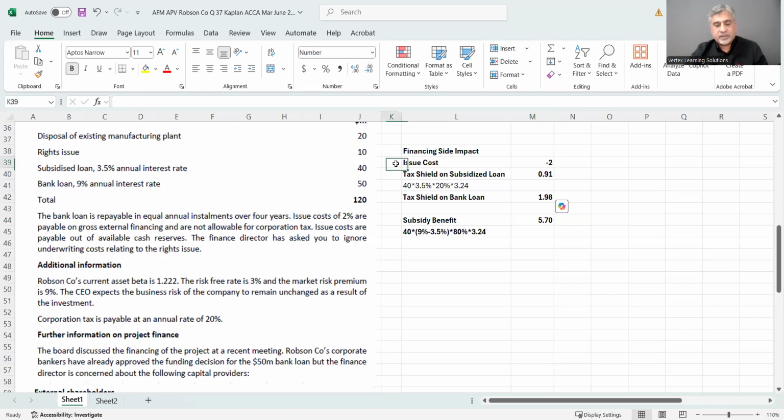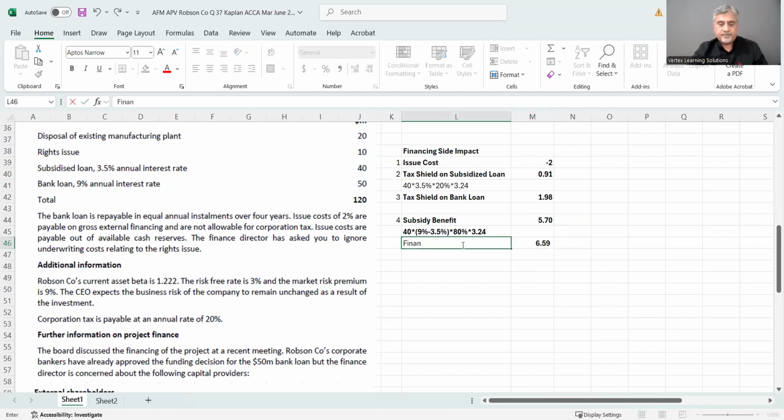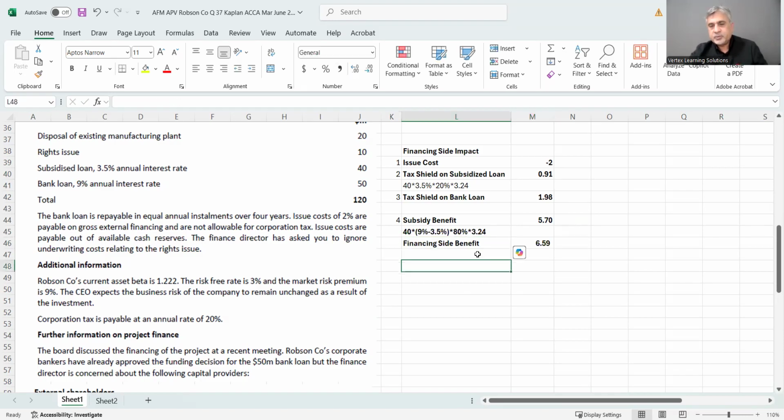So 4 things were there, 1, 2, 3, and 4. And now when I calculate the total of them, it makes me 6.59, which is almost 6.6. So I call it financing side benefit, okay? So my financing side benefit is 6.59.